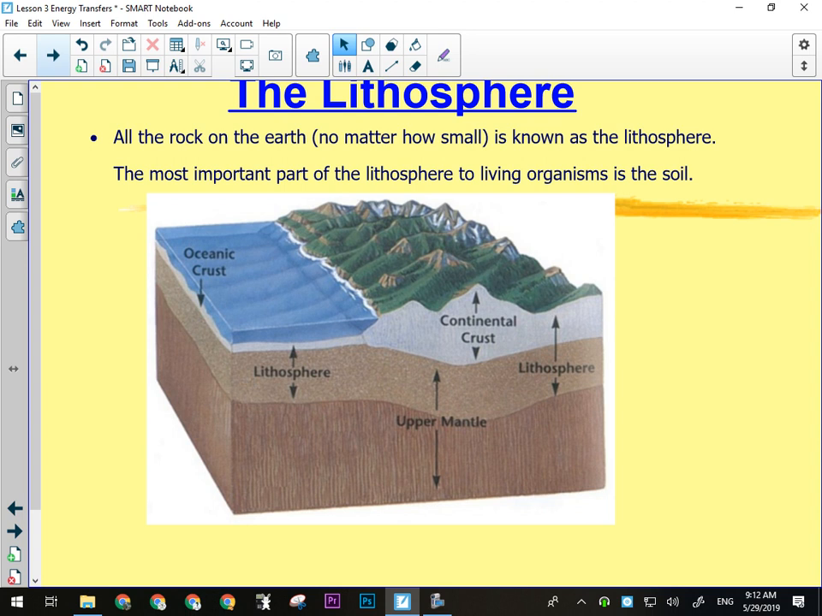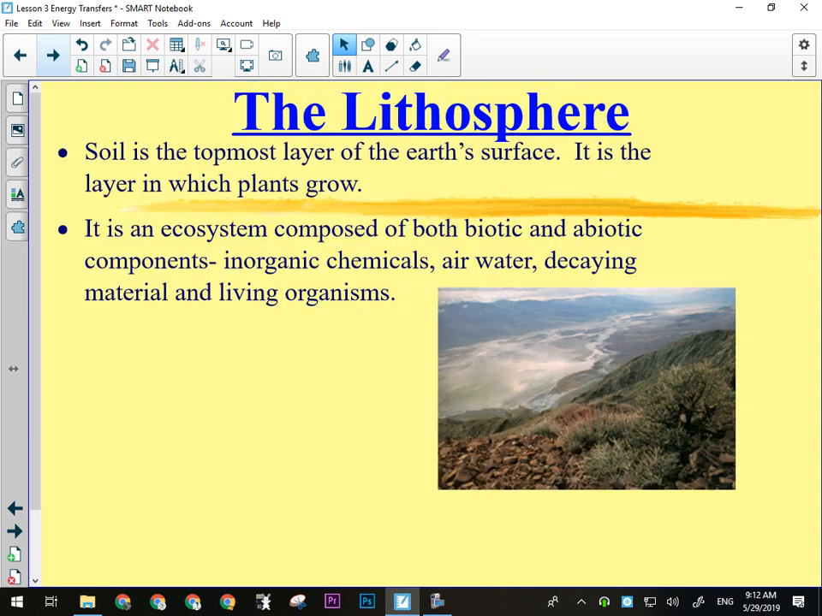All right, so the lithosphere is all the rock on Earth, no matter how small. The most important part of the lithosphere is that it provides soil for plants to live in. So what's soil? Soil is the topmost layer of the Earth's surface. All soil is different. There are many, many different kinds of soil.